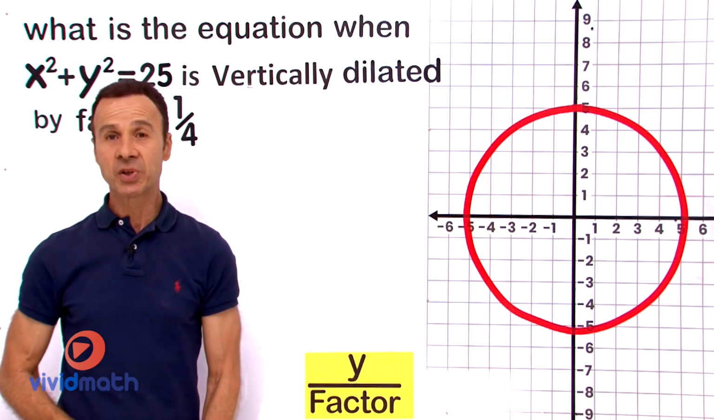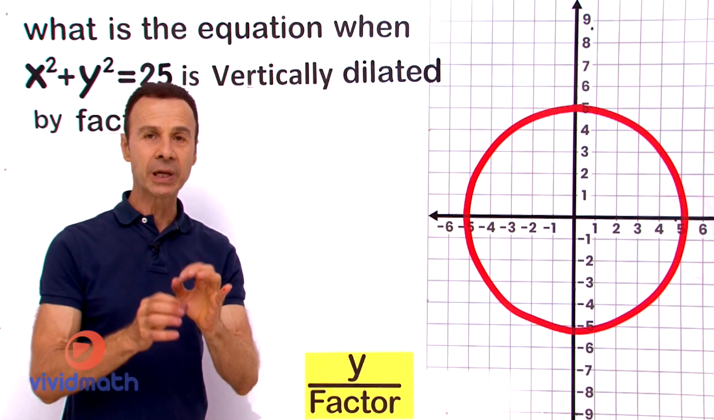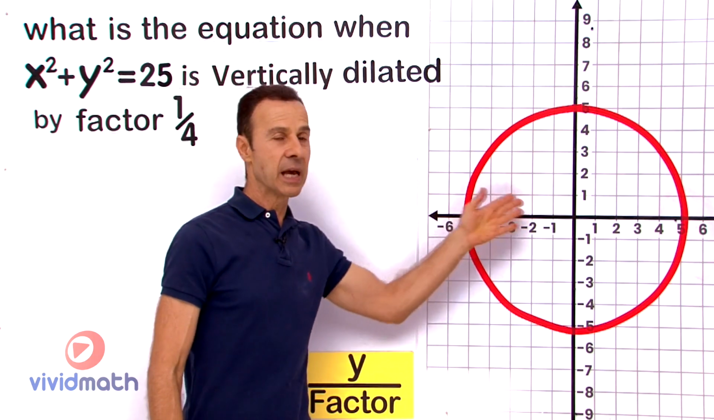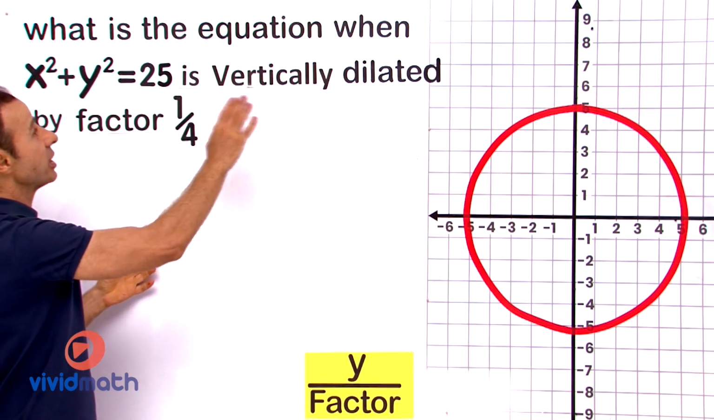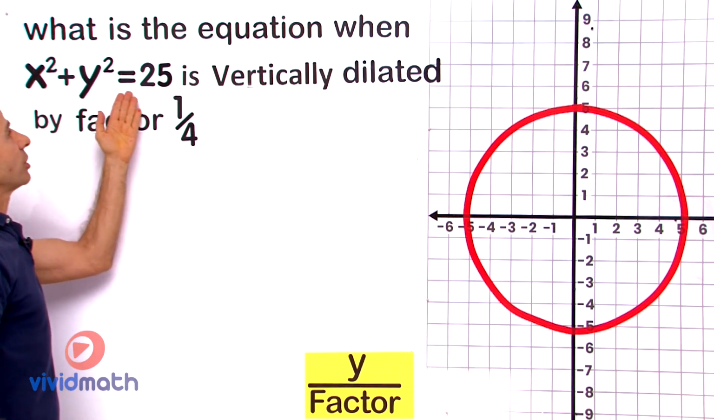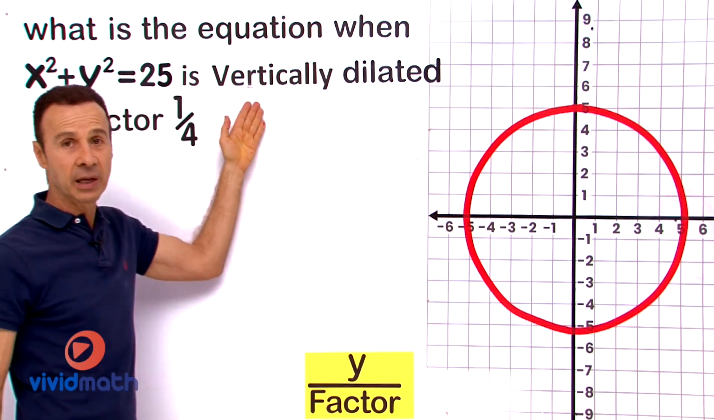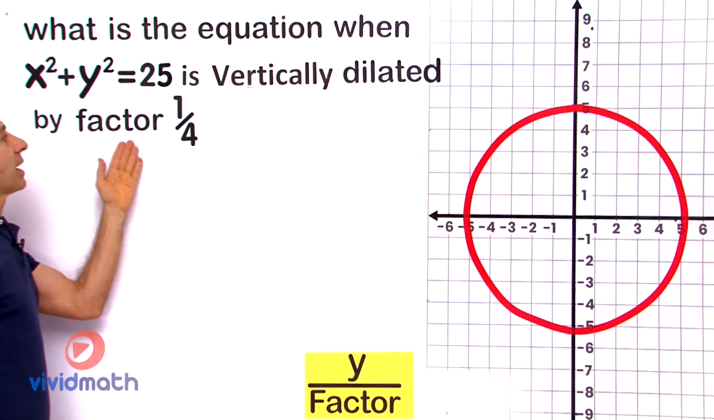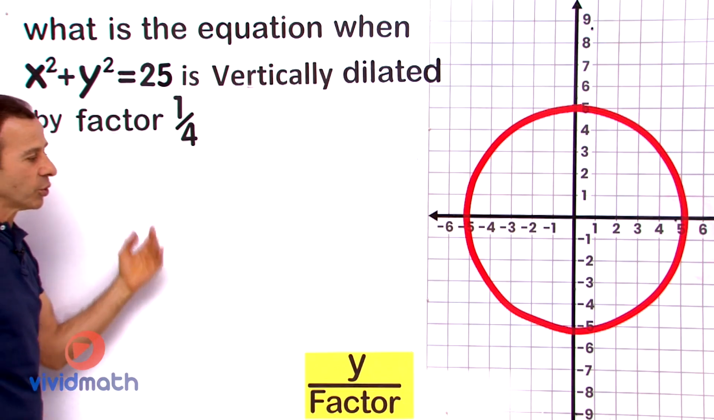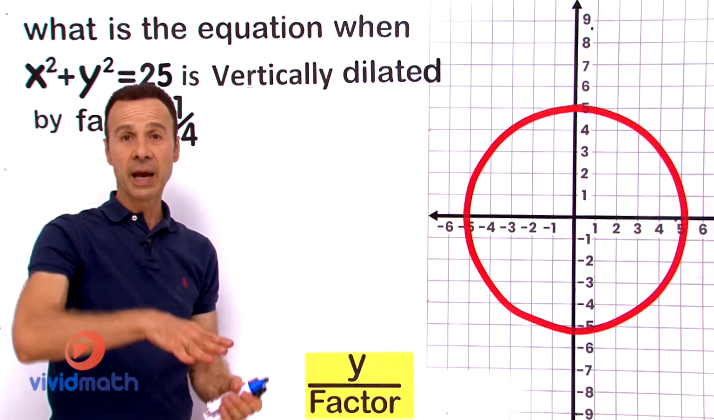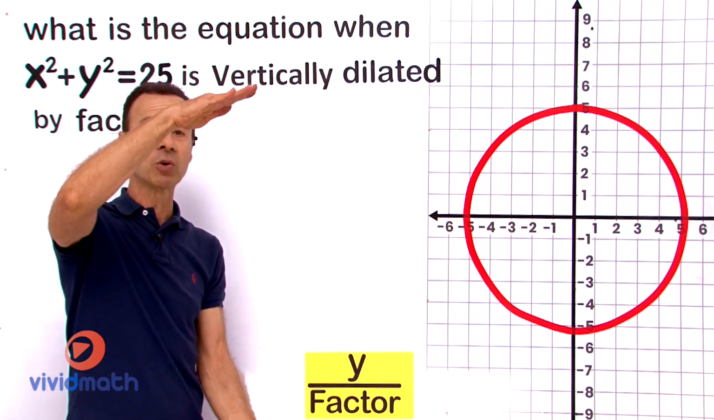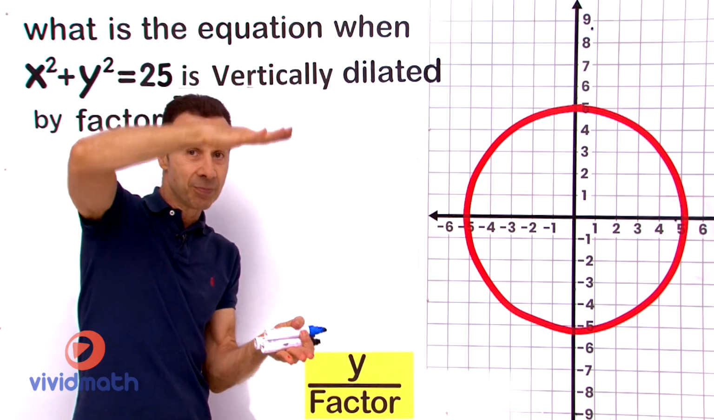Okay, in this video episode, I'm going to show you how to vertically dilate a circle as we have here in this graph. So let me just read you the question. What is the equation when x squared plus y squared equals 25 is vertically dilated by a factor of 1/4? So the first thing we've got to realize is we're going to be working with the vertical and not the horizontal. So there's going to be vertical stretching or vertical compressing.